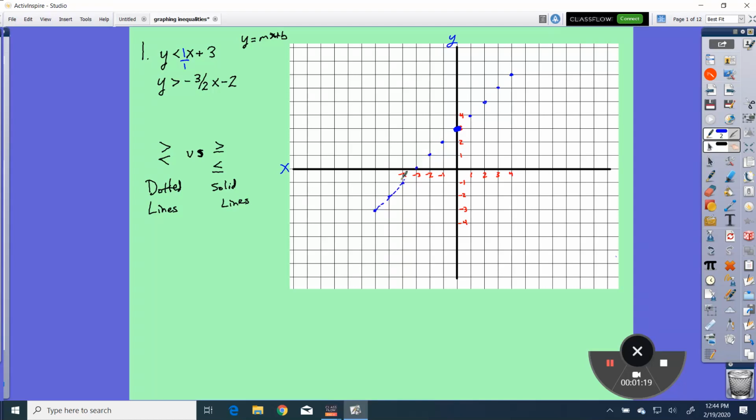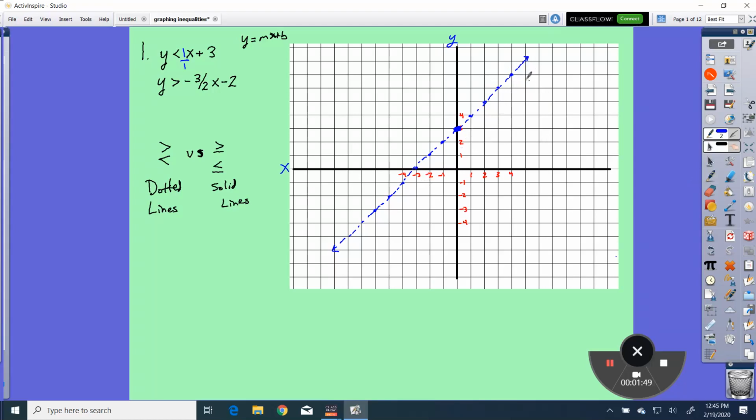And now this is going to be dotted because it's just a greater than. Actually, it's a less than. So now, which values of y are smaller? This line divides my graph in half, upper half and lower half. On which half are the values of y smaller? So y is less than. So these ones have smaller y values. So we're going to shade underneath.